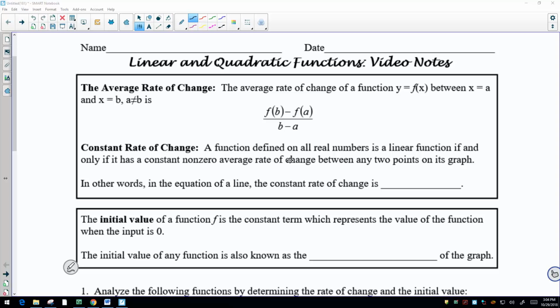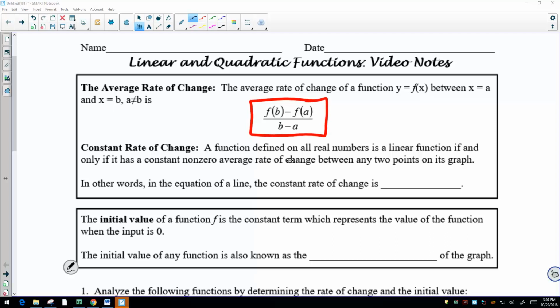So today we're going to talk about linear and quadratic functions. A couple of things we're going to look at. Some of this should be review, just bringing it into the pre-calc kind of context. So the average rate of change, we've seen average rate of change before. This may be a new type of notation.